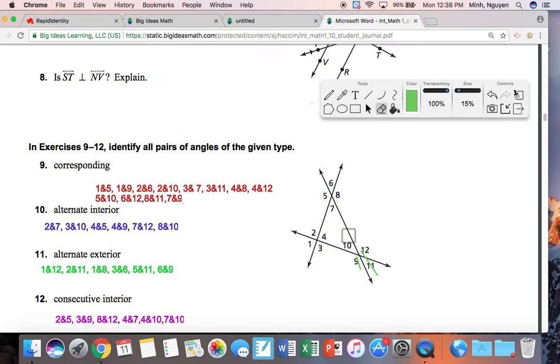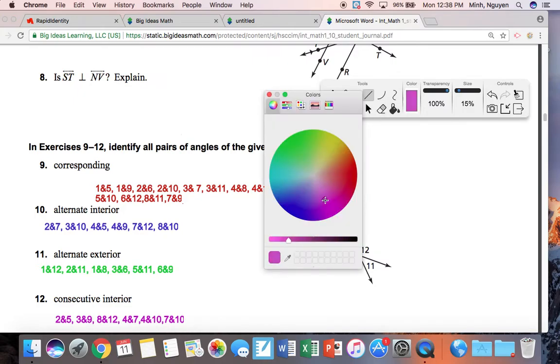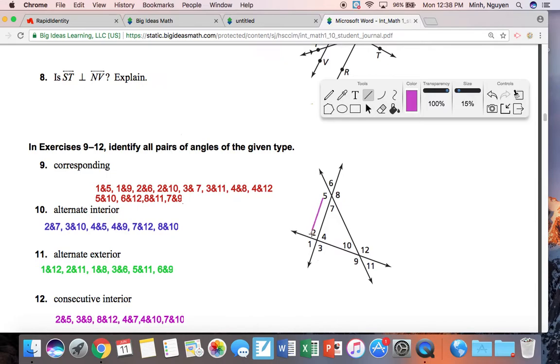If you're confused by this, trust me when I say future drawings will not ask you to identify them in such a jumbled picture. Lastly, consecutive interiors. This one's much easier. 2 and 5, 3 and 9. You're just looking for angles that are in a row. 8 and 12, 4 and 7, 4 and 10, 7 and 10. No crossing at all.